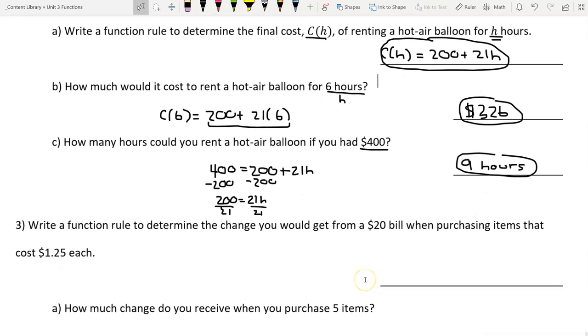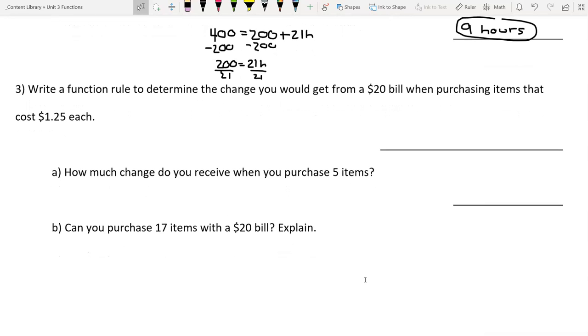The last one. Write a function rule to determine the change you would get from a $20 bill when purchasing items that cost $1.25 each. So this is kind of weird. So I'm going to call items, just write this down, items will be X. Okay, number of items. Okay. I'm going to call C of X my change.